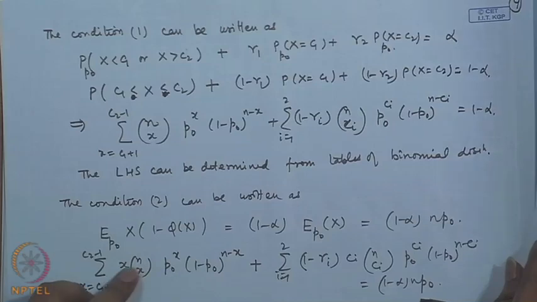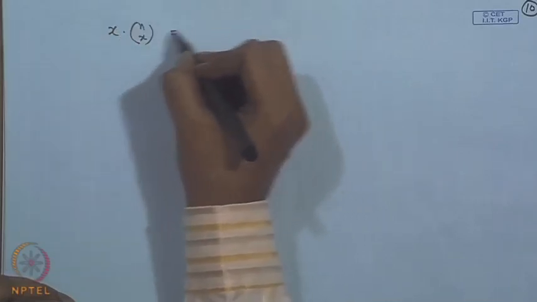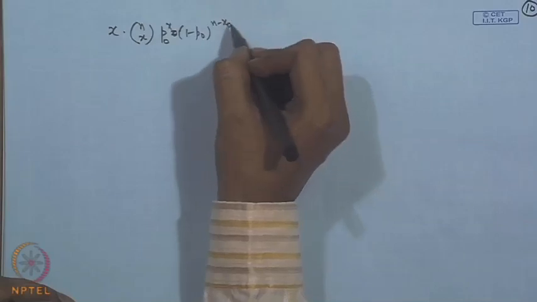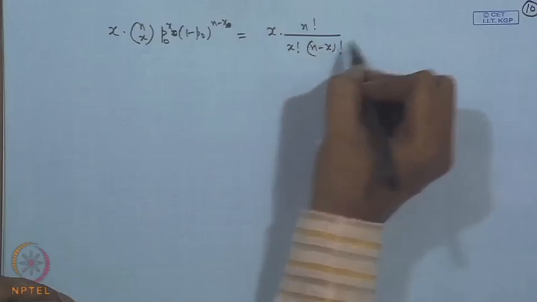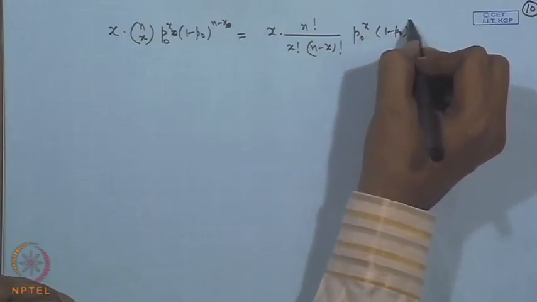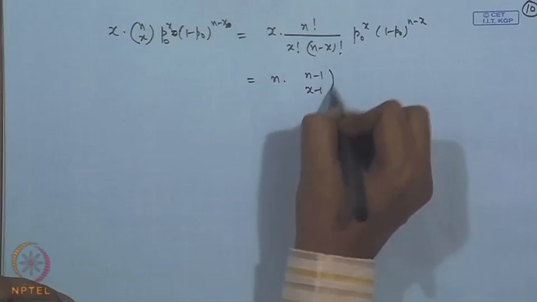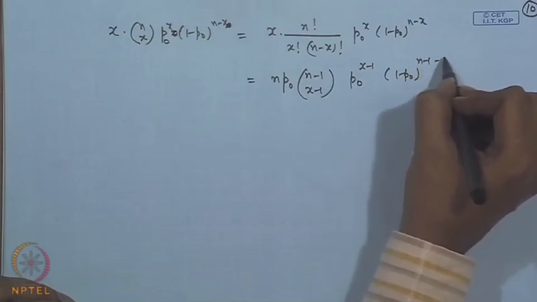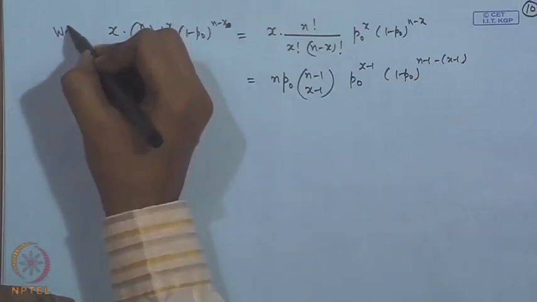Now, here we do some sort of simplification. See this x into n c x, and of course p naught to the power x into 1 minus p naught to the power n minus x. So, this is x into n factorial divided by x factorial into n minus x factorial, p naught to the power x into 1 minus p naught to the power n minus x. This we can write as n into n minus 1 c x minus 1, and then p naught to the power x minus 1, 1 minus p naught to the power n minus 1 minus x minus 1 here.